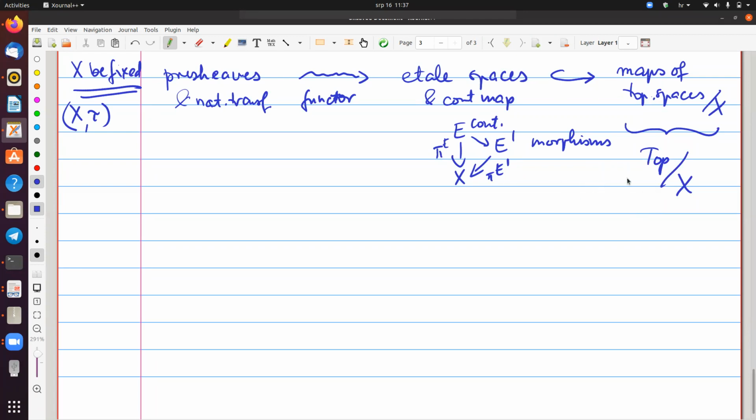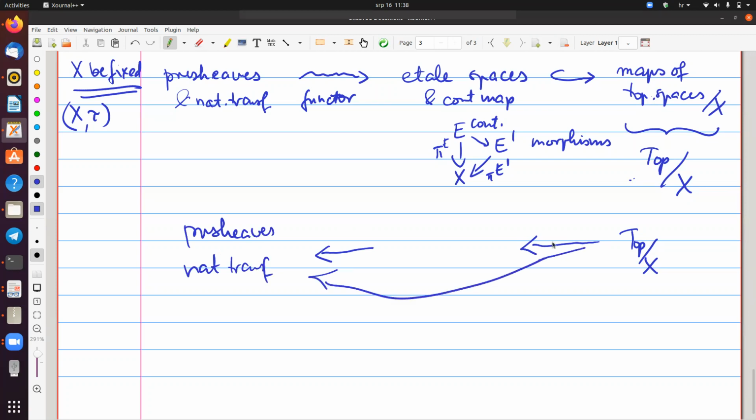And now I have a functor the other way around. So say topological spaces over X, I will have a functor into pre-sheaves and natural transformations. That's this functor here. What is this functor? It's not difficult to describe it. And here will also be an inclusion.